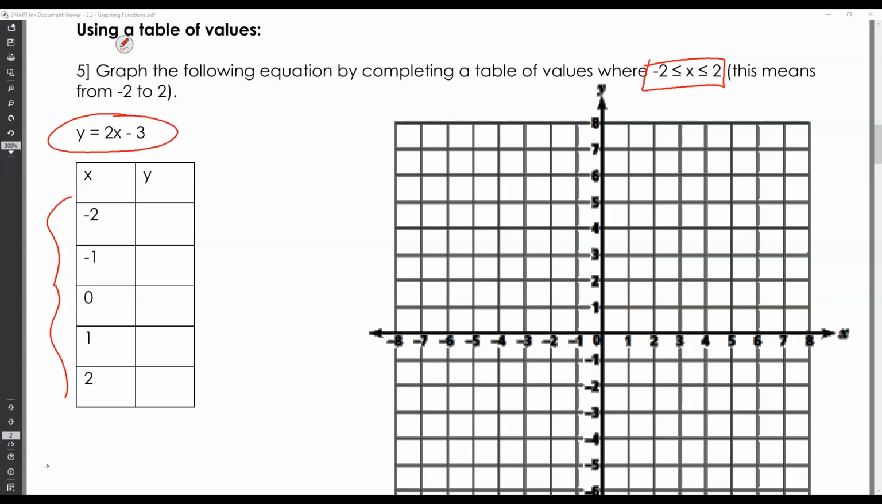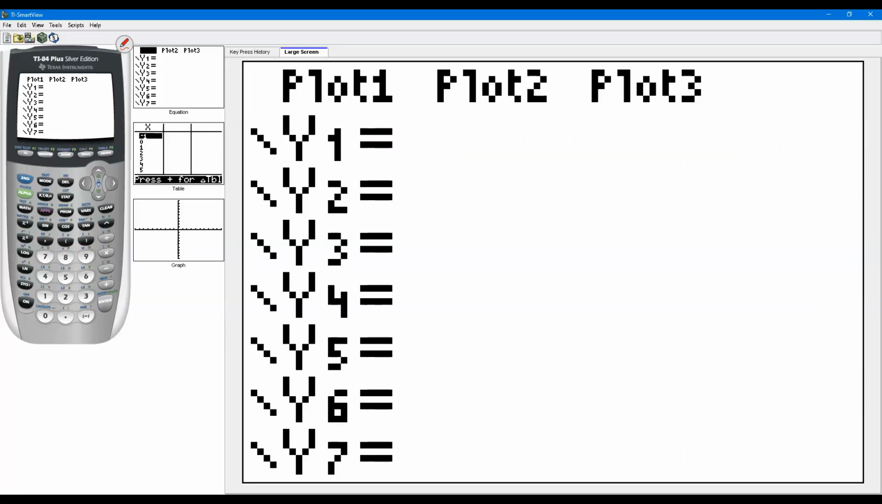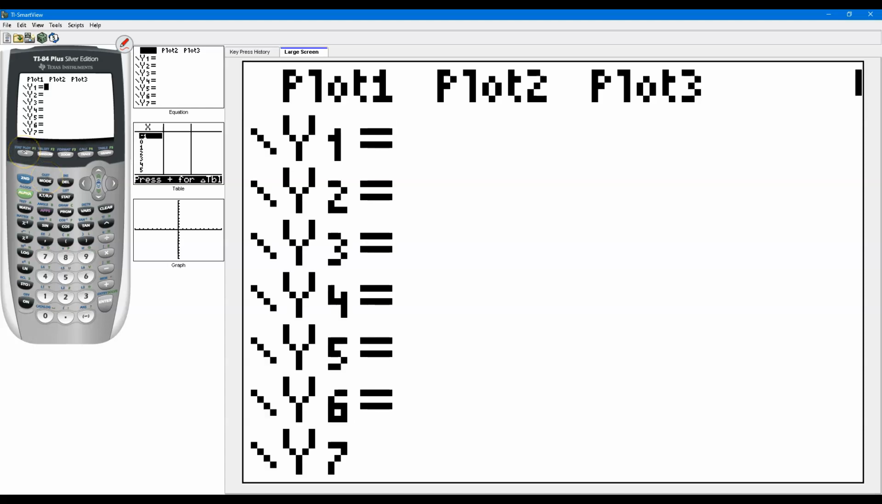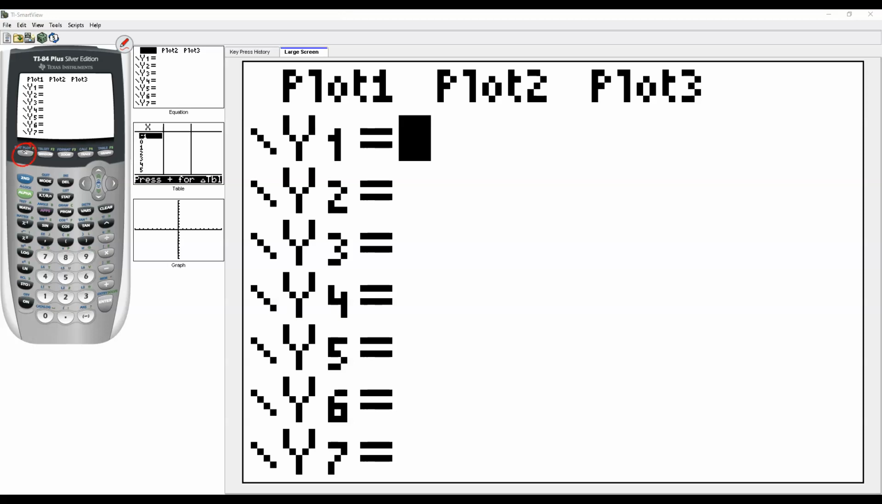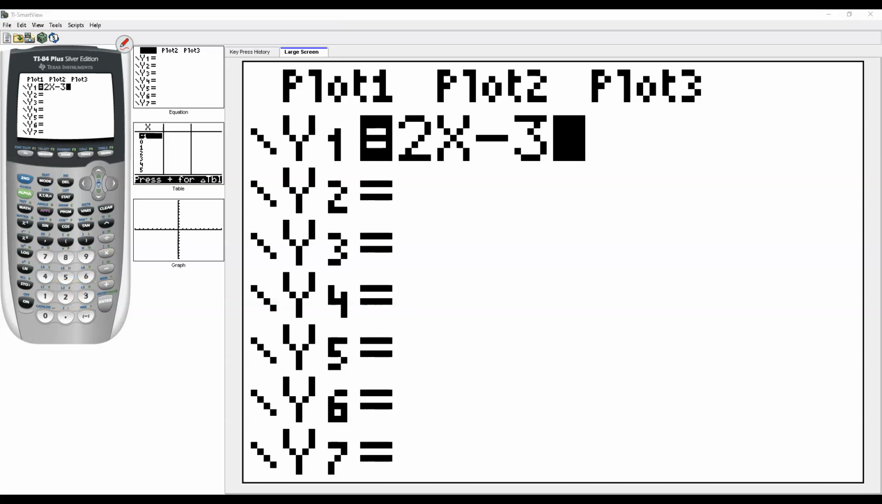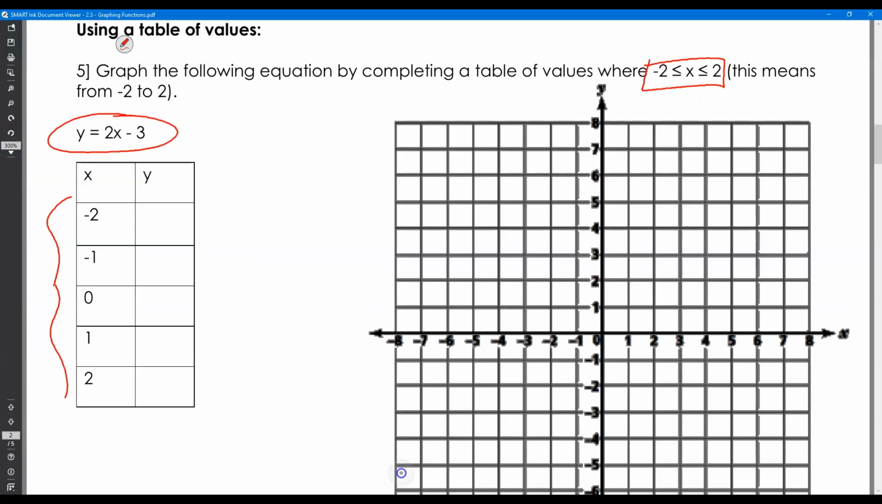You can pause the video right now if you need to go grab your calculator. Alright, so I have my calculator right here. And what you would do is you would hit the y equals button, right up there in your calculator. And then you would type in 2x minus 3. The x button's right here on your calculator.